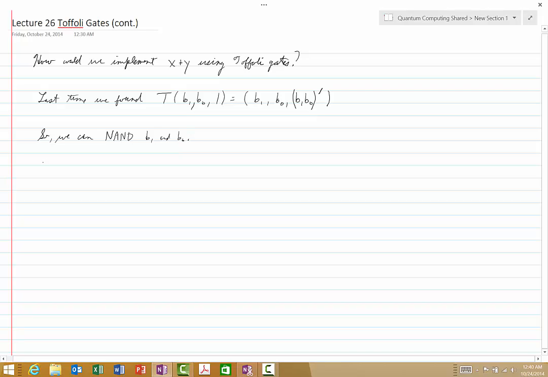Okay, so now the question is, now we ask if we can write X ORed with Y in terms of operations with NAND gates.